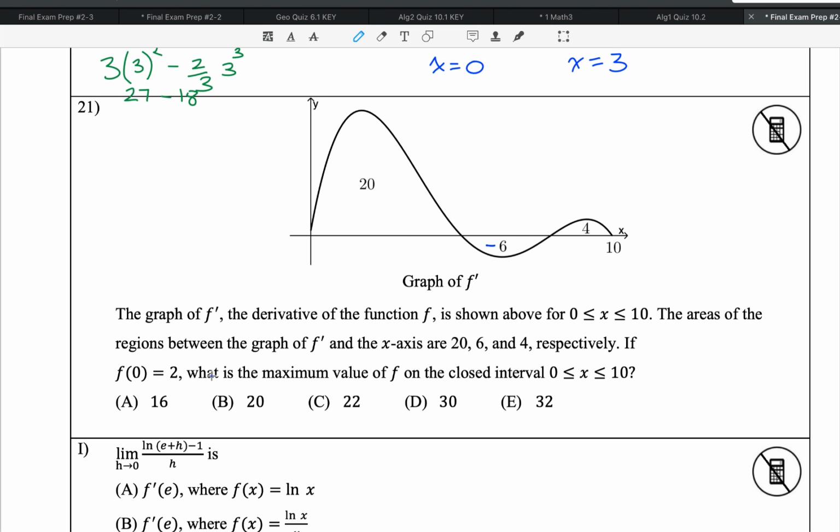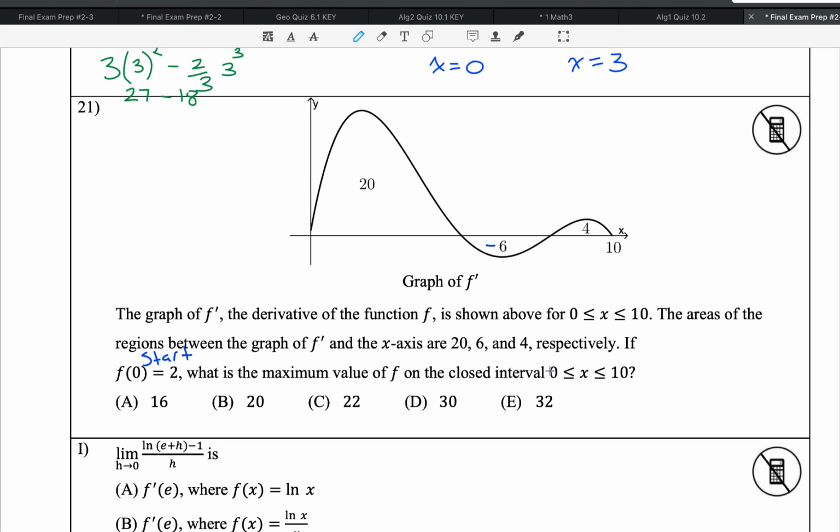Good, good, good. Oh, it tells us a start condition. It tells us a start. At time equals 0, or x equals 0, my start value, my y value, is 2. I'm trying to find the maximum value of f on that interval.